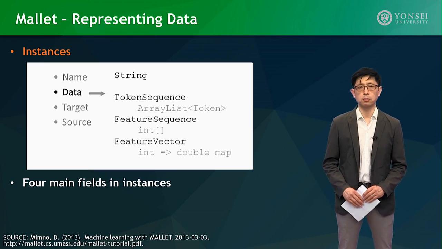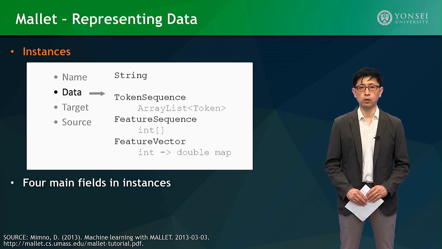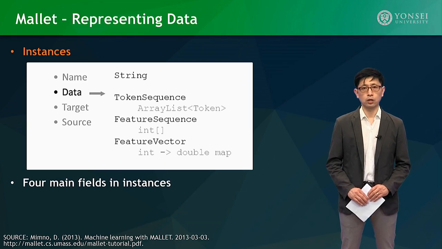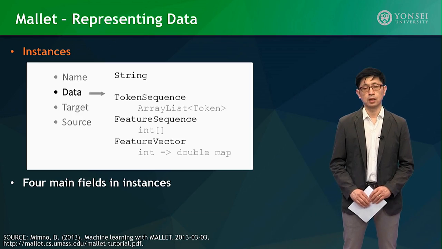The second field is label, which is primarily used to classify the instances. Labels represent the classes in the classification module. The third one is the data, which is generally a feature vector or feature sequence, for example, features of words. The last one is source. It tells the information about the source of the Mallet instance.